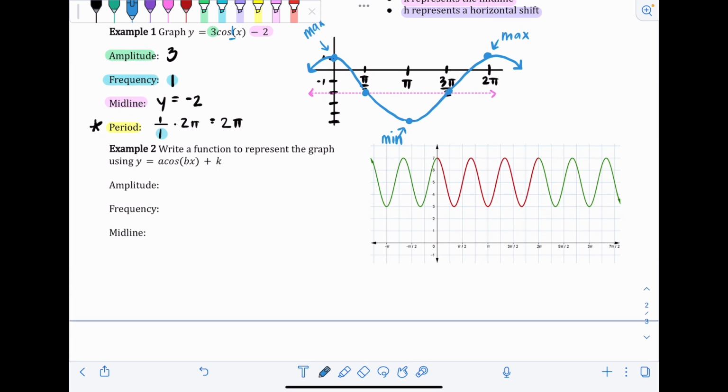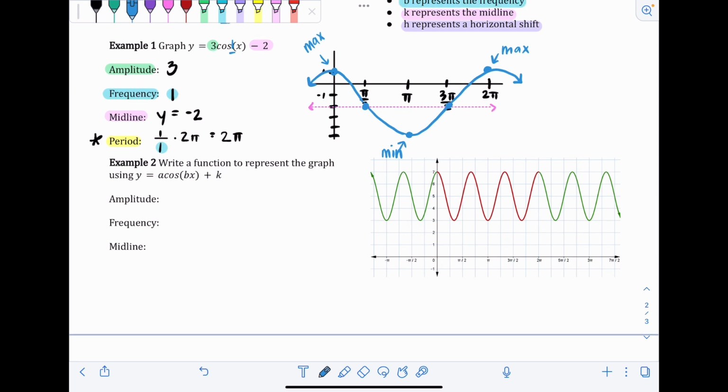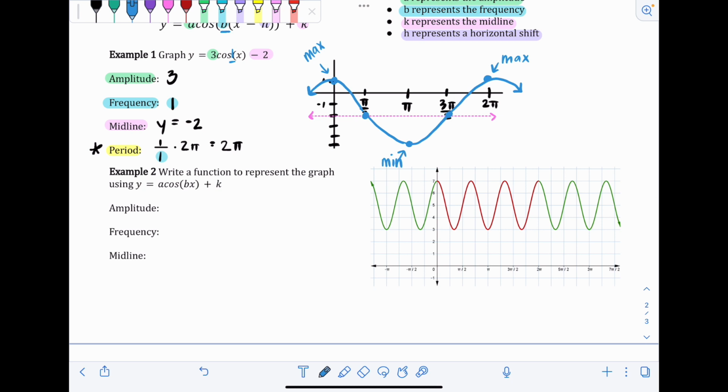Okay, moving down to example 2, this is the last one. Write a function to represent the graph using y equals a cosine b of x plus k. So we need to figure out amplitude, frequency, and midline. When we have a graph, I like to find midline first, and then we'll probably do midline, amplitude, frequency. So we'll go a little bit out of order.